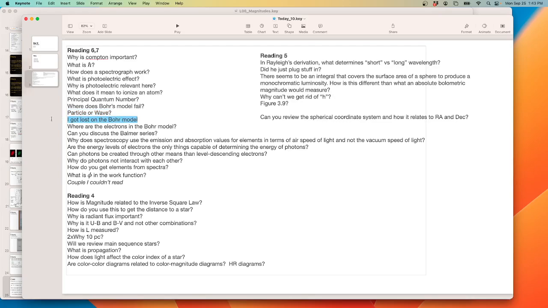More than one of you got lost in the Bohr atom. That's cool. I'll hook you up. Where are the electrons in the Bohr atom? I'll show you in a second. I will discuss the Balmer series and all those other series when I get there.